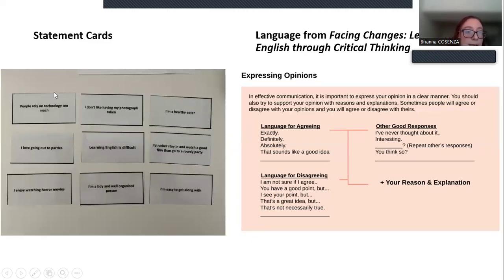Here are some statement cards that I made for agreeing and disagreeing. I keep it very simple because it is the first semester. So things like: people rely too much on technology, or I love going out to parties. This is the language that we give to the students from the textbook that I'm co-writing. Again, we're focusing on agreeing, disagreeing, opinions, things like that.